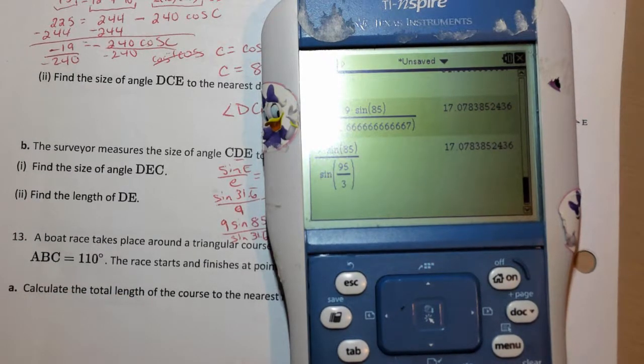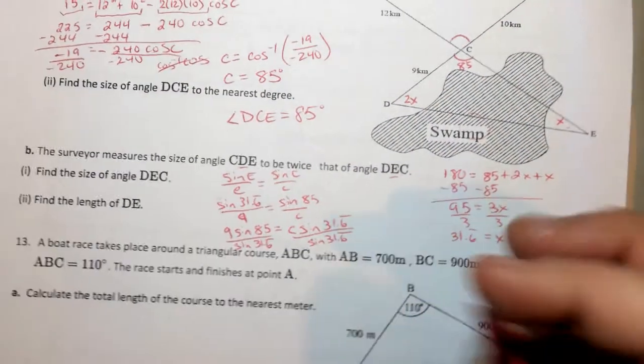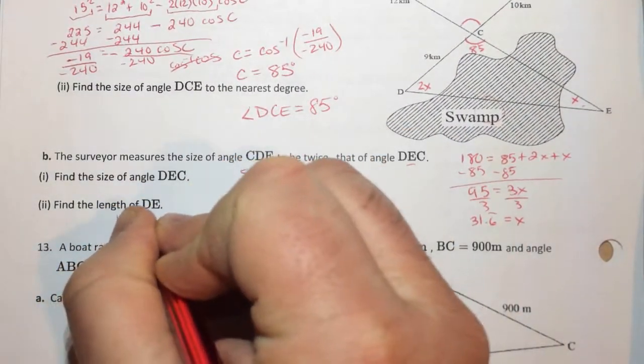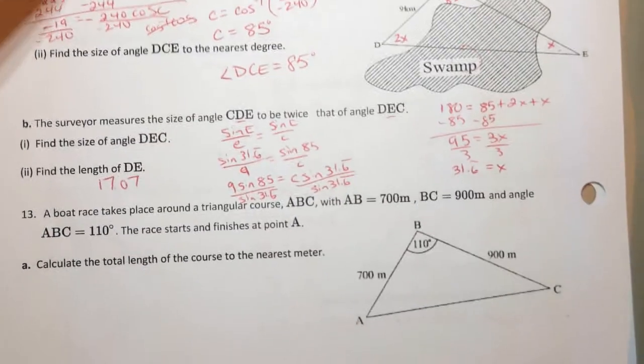Okay, so find the length of DE, and it's going to be that 17.07 number. This should be rounded. It will say what to round to in the test. Okay, the next question is kind of weird.